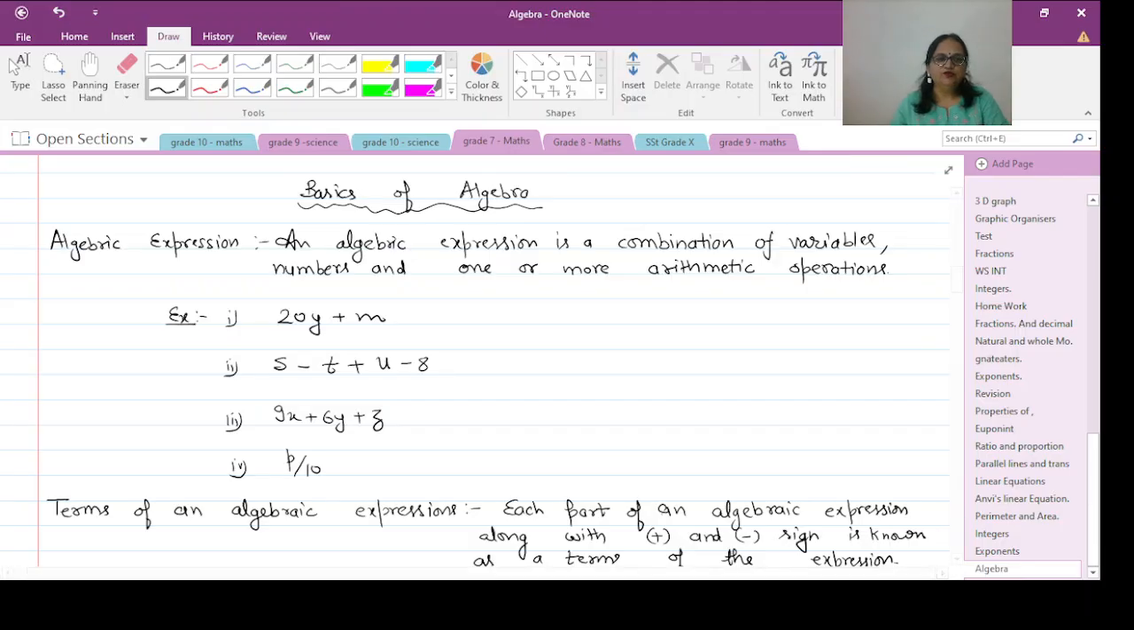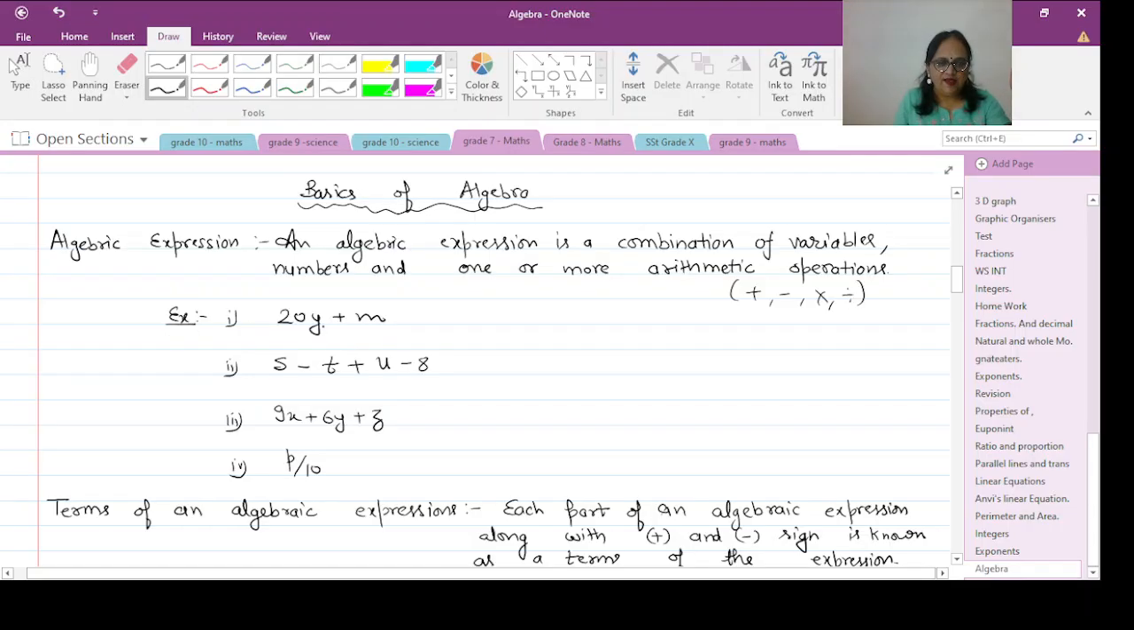In the last video you made some algebraic expressions from verbal expressions. So what is an algebraic expression? It is nothing but a combination of variables, numbers and one or more arithmetic operations. What are arithmetic operations, beta? Plus, minus, multiply, divide. These are our basic arithmetic operations.